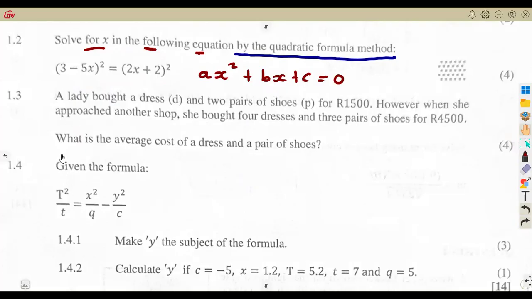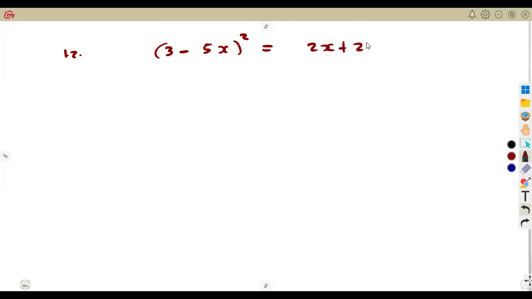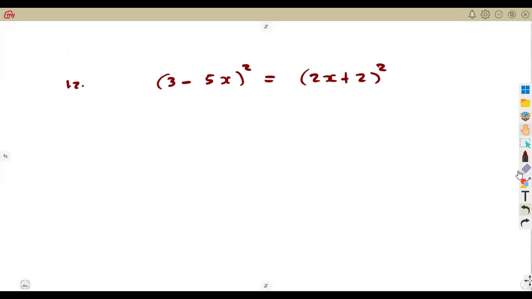All right, so I'm just going to rewrite our question. That's 1.2. We are given (3 minus 5x) raised to the exponent of 2 is equal to (2x plus 2) raised to the exponent of 2. But they want you to use the quadratic formula, meaning we are supposed to formulate the quadratic equation ax squared plus bx plus c. How can we formulate this quadratic equation?